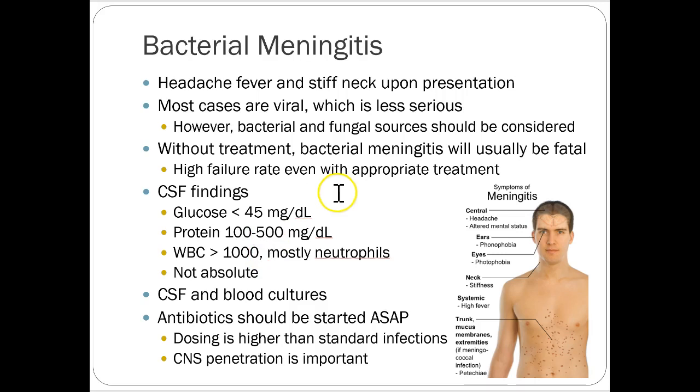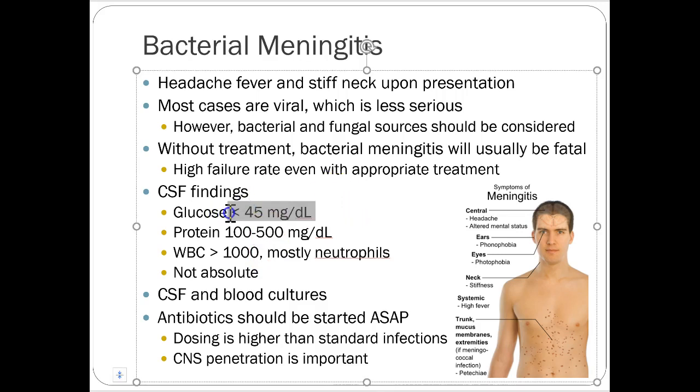I always remember this: if there's bacteria in your central nervous system, they're eating sugar, so your sugar is going to be low, and they're creating waste products and byproducts, which is why the proteins are going to be higher. Now, whether that's true or not, I don't know, but that's how I remember it. So take it for what you will.